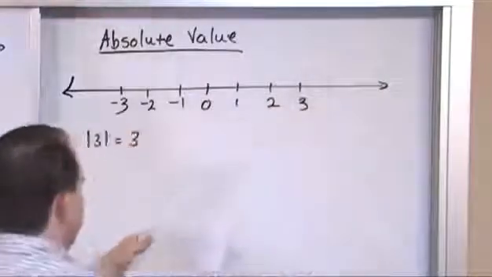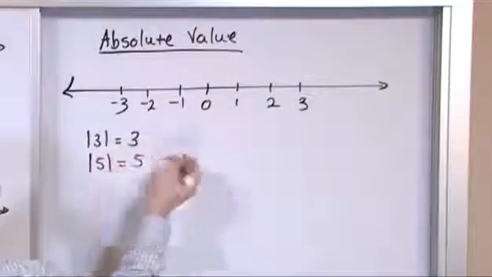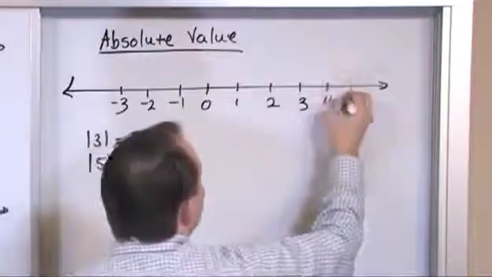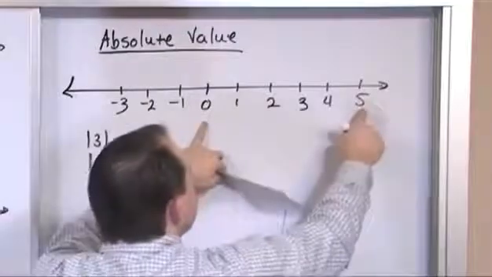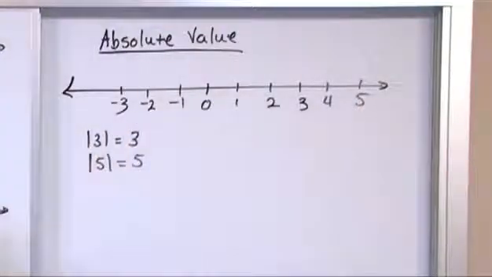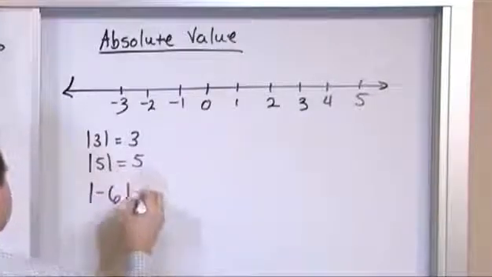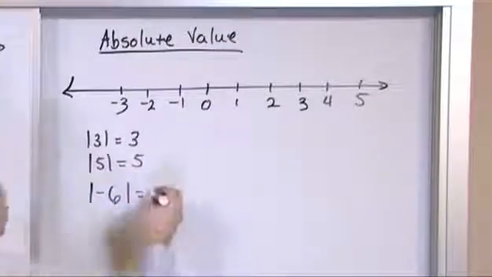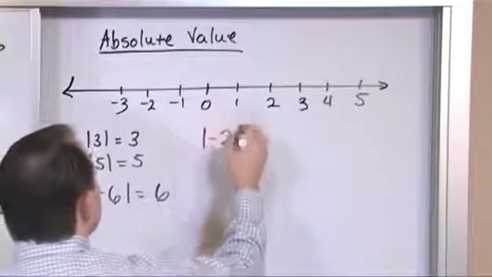3 distance units. All right, so the absolute value of 5 is 5 for the same reason, because if you have 4 out here and 5 out here, the distance that the number 5 is away from 0 is simply 5. So you say, well, this is silly. Why are we even learning this? Well, the absolute value of -6 is equal to what? It's equal to 6. The absolute value of -2 is equal to what?